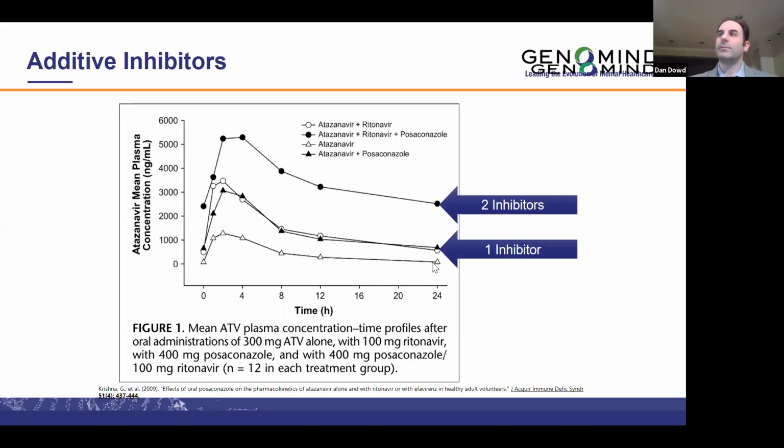If you add one inhibitor to the mix, you see an elevation in AUC. If you add 2 inhibitors to the mix, you see a dramatically increased elevation in AUC. So these inhibition properties are additive. If you add multiple inhibitors, you can see stepwise increases in AUC.